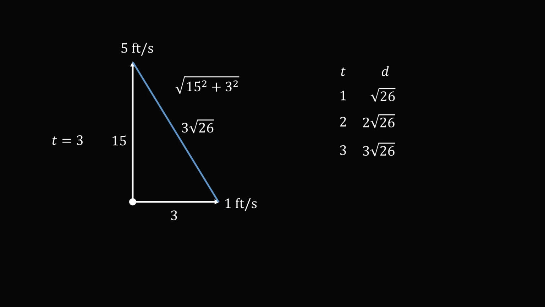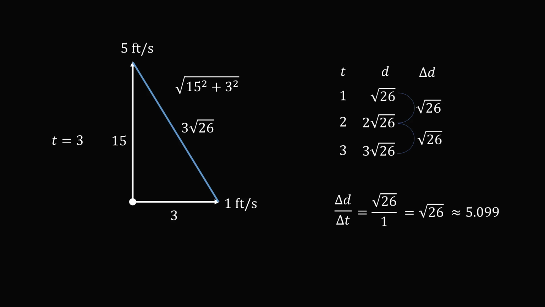The problem is asking for how fast they are separating from each other. This will be equal to the change in distance divided by the change in time. We want to know how quickly the distance is changing. So we will calculate a new quantity, the change in distance. Now going from 1 second to 2 seconds, we will have a change in distance of the square root of 26. Going from 2 seconds to 3 seconds, we also have a change in distance of the square root of 26. Each time interval will be a delta t of 1 second. So we need to calculate the change in distance divided by the change in time. This is equal to the square root of 26 divided by 1, which equals the square root of 26, which is approximately equal to 5.099.